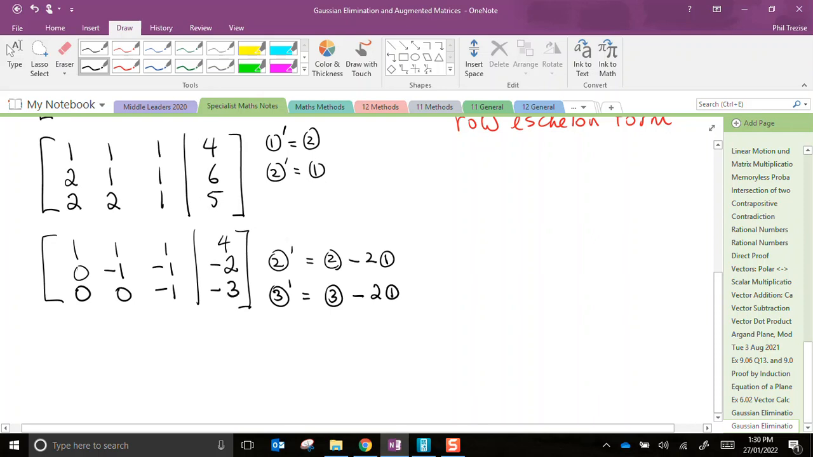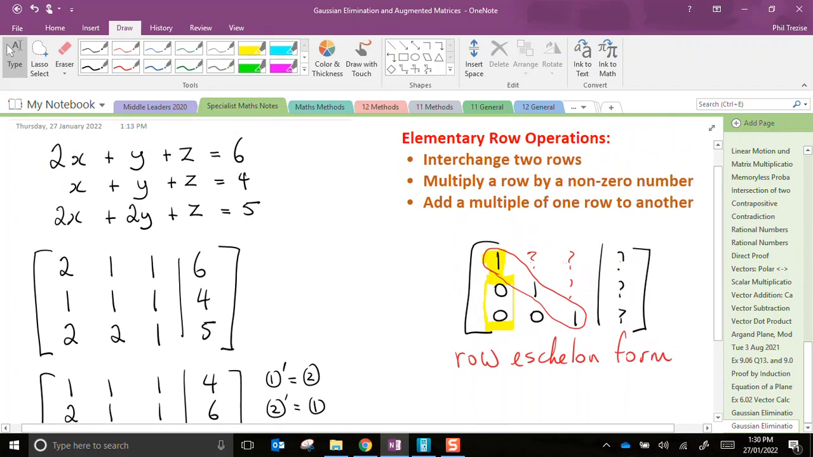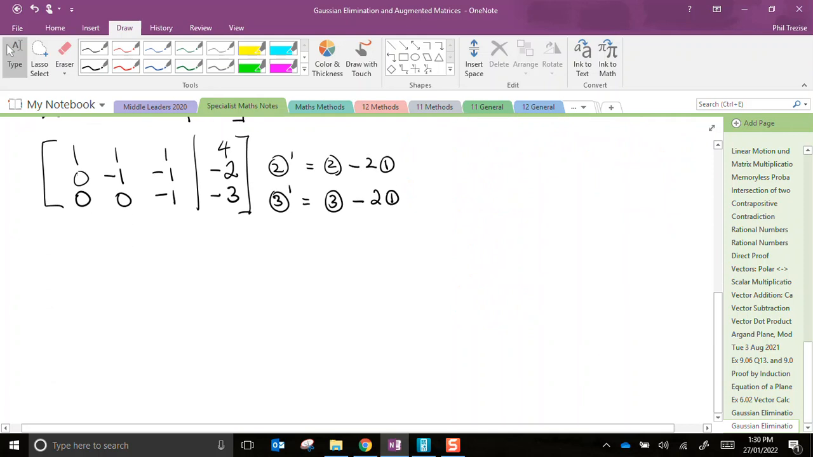Well, we're pretty close to row echelon form, aren't we? We're pretty close. In fact, I've just by chance ended up with a 0 here as well. That was handy. Now, I could multiply, remember, I can multiply rows by non-zero numbers. I could multiply row 2 by negative 1, and I could multiply row 3 by negative 1. And then we'd be looking pretty good. So row number 1 is 1, 1, 1, then the 4.